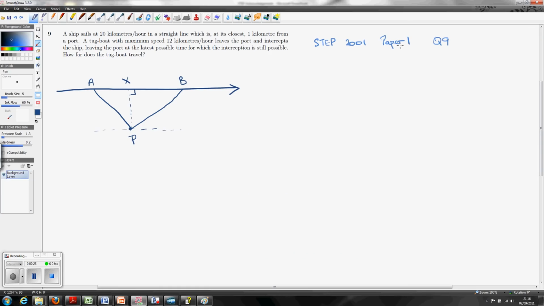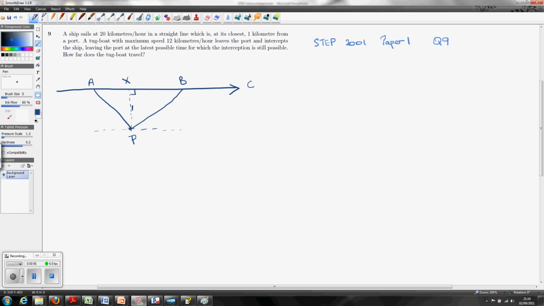This problem we're looking at is question 9 in paper 1, 2001. It's a trig problem. A ship sails at 20 kilometers an hour in a straight line. I've drawn a diagram here. Here's the straight line from A and B and beyond to C. That's the straight line which is at its closest 1 kilometer, put in the 1 here, that's 1 kilometer from a port P. P is the port.